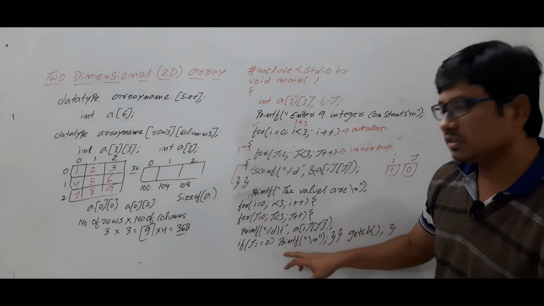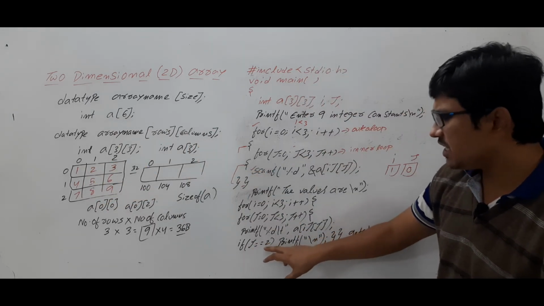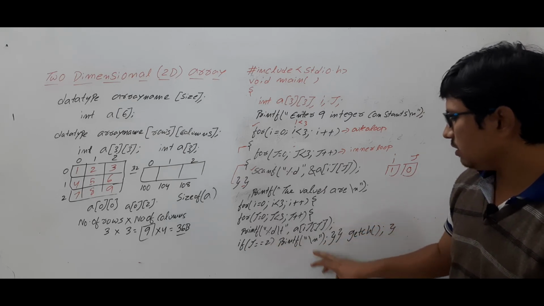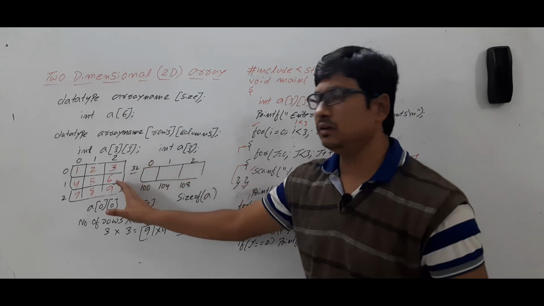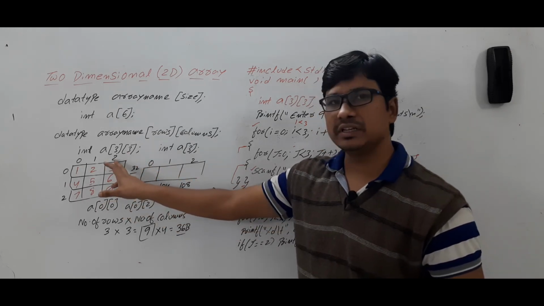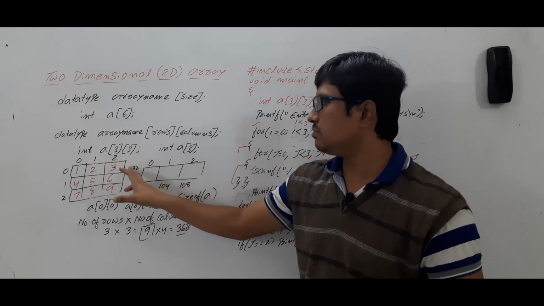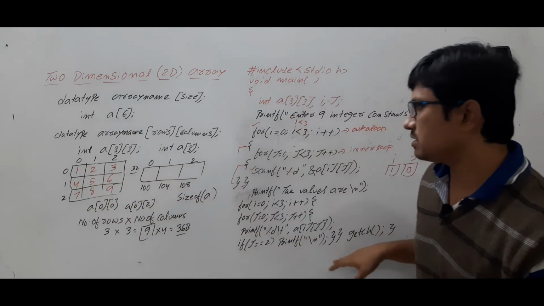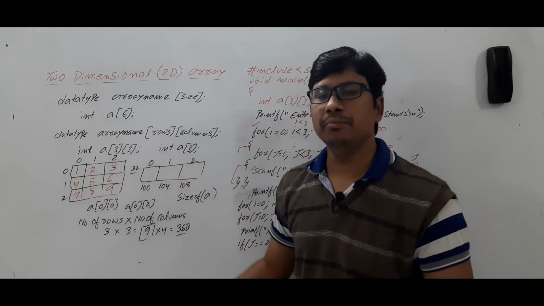But why have I written this condition? If j is equal to 2, okay, then it will go to the next line. Is it clear? Here what will happen, the j value will be 2. Once the j value is 2, you will go to the next line, so that it will be printed in the form of a matrix.